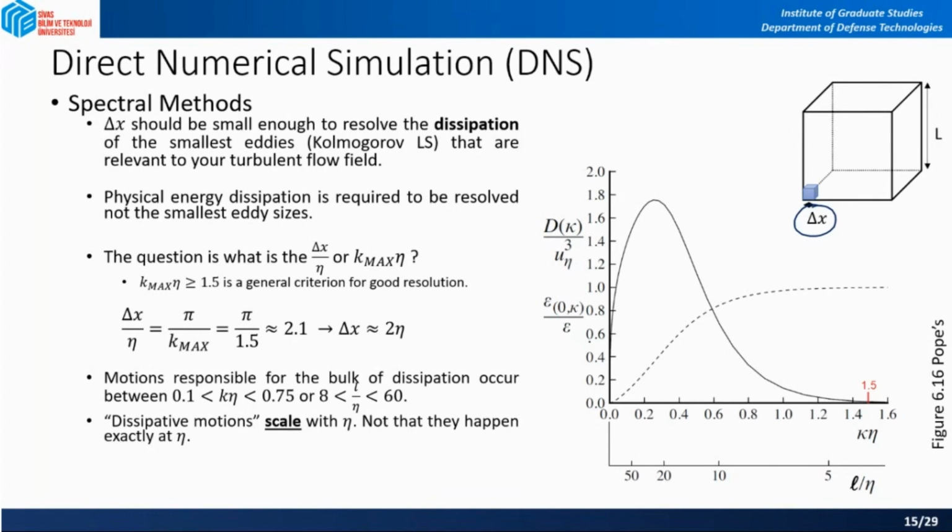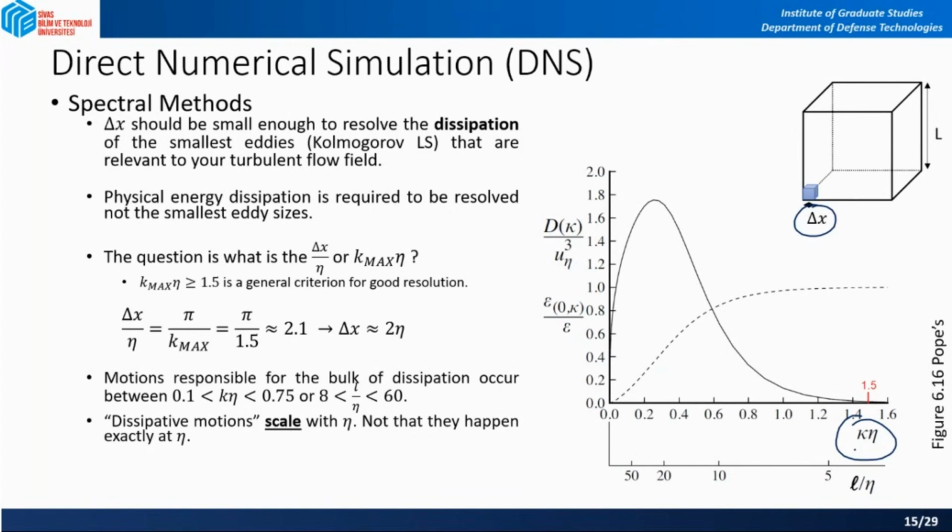The delta x is explained in this figure. This is figure 6.16 in Pope's book, and this figure is the dissipation spectrum, meaning how dissipation is distributed among the wave numbers, k times eta. The question is, what is delta x over eta, or what is the k max?